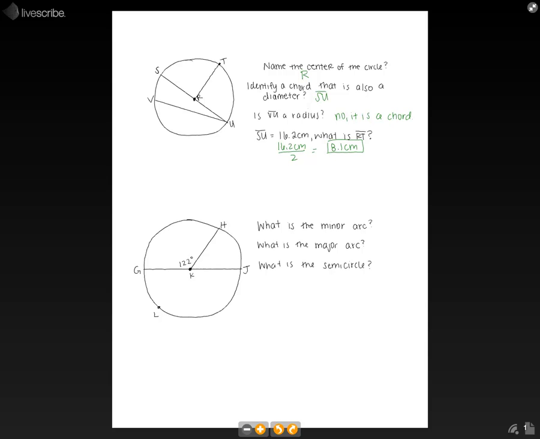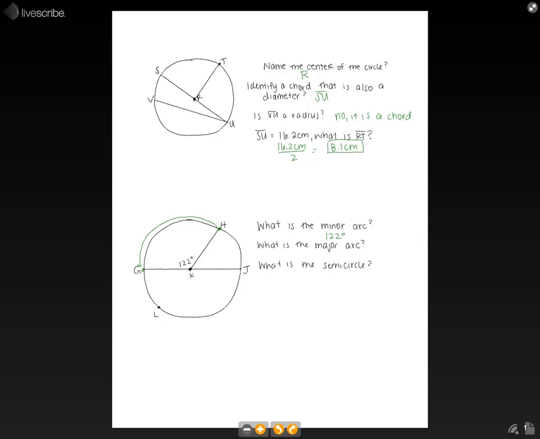Now looking at our second circle, we're going to talk about arcs. So it asks us, what is the minor arc? So a minor arc is the shortest arc connecting two endpoints on a circle. So as we can see, if we had the points H and G, this arc right here is the shortest one we can make on the circle between our points H, G. So that means this is 122 degrees.